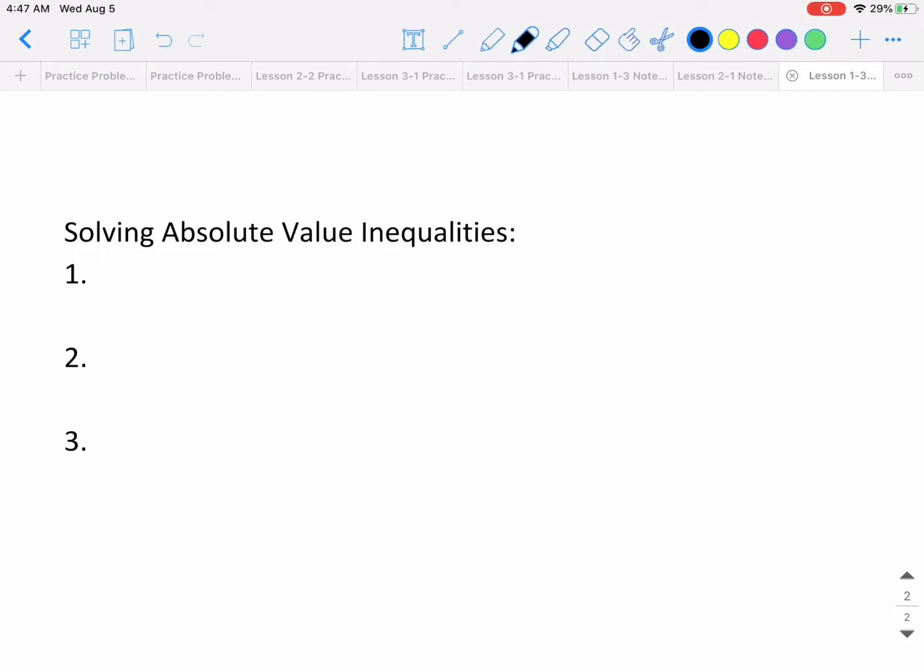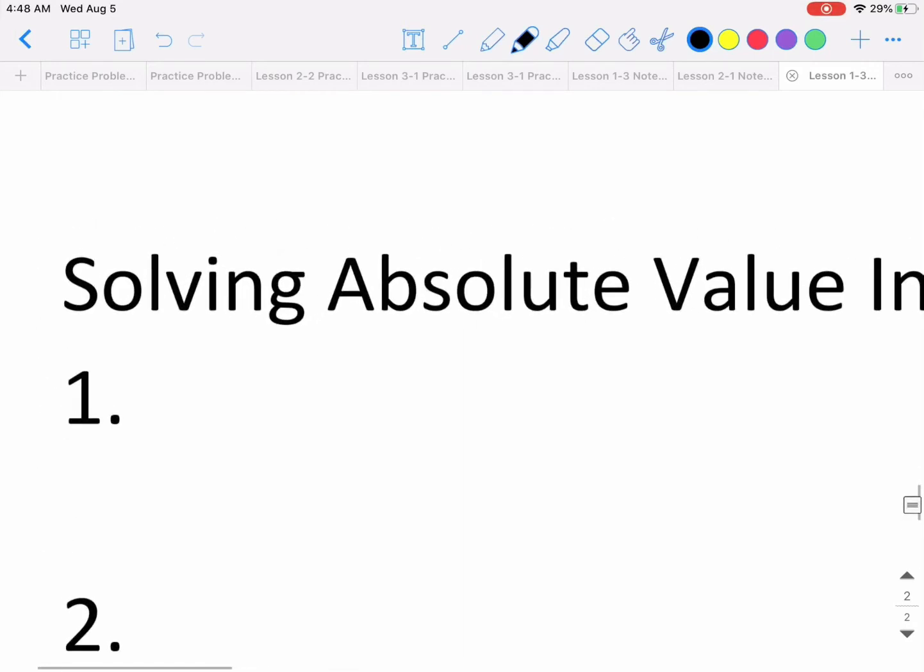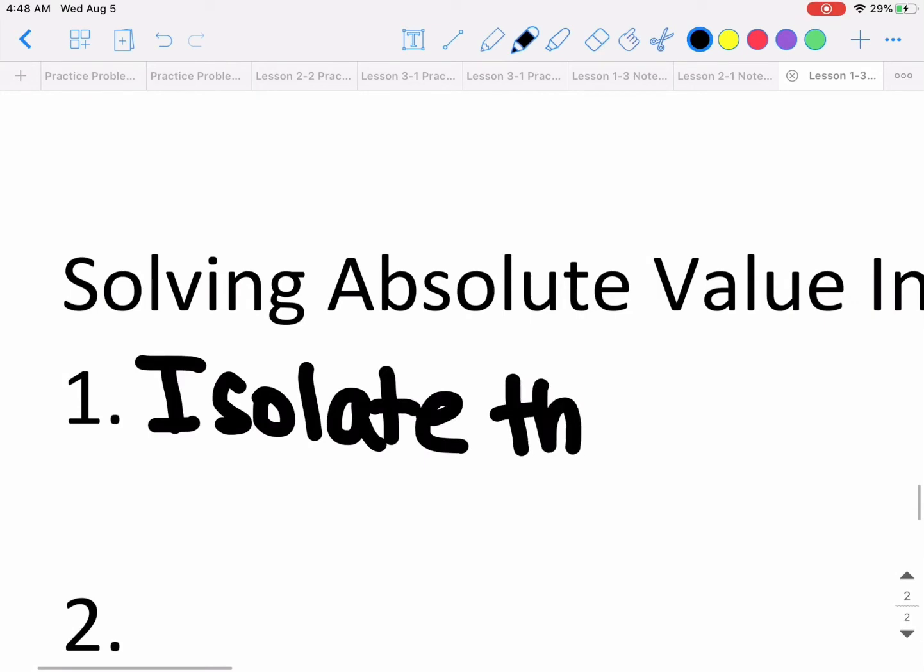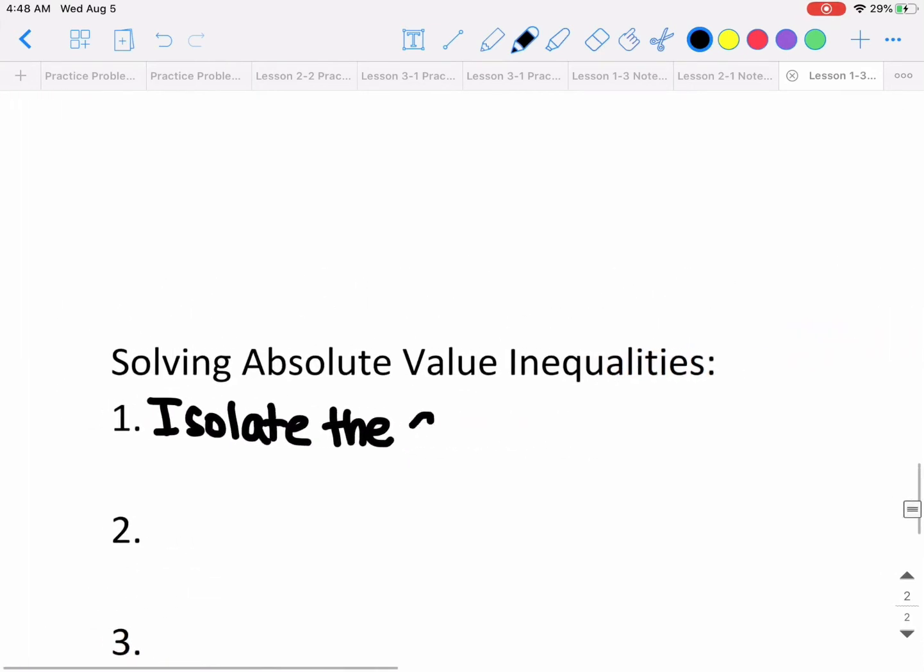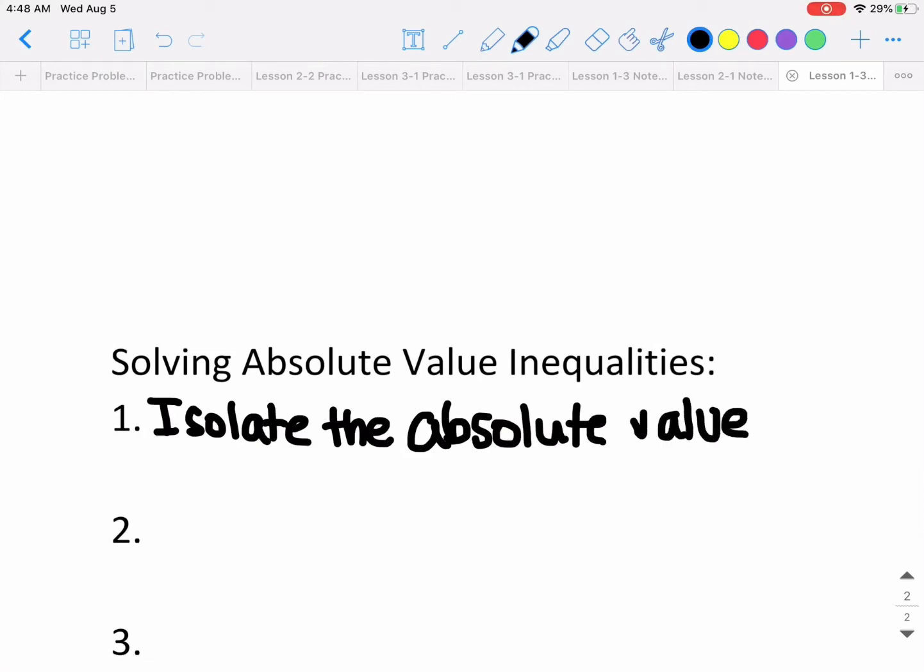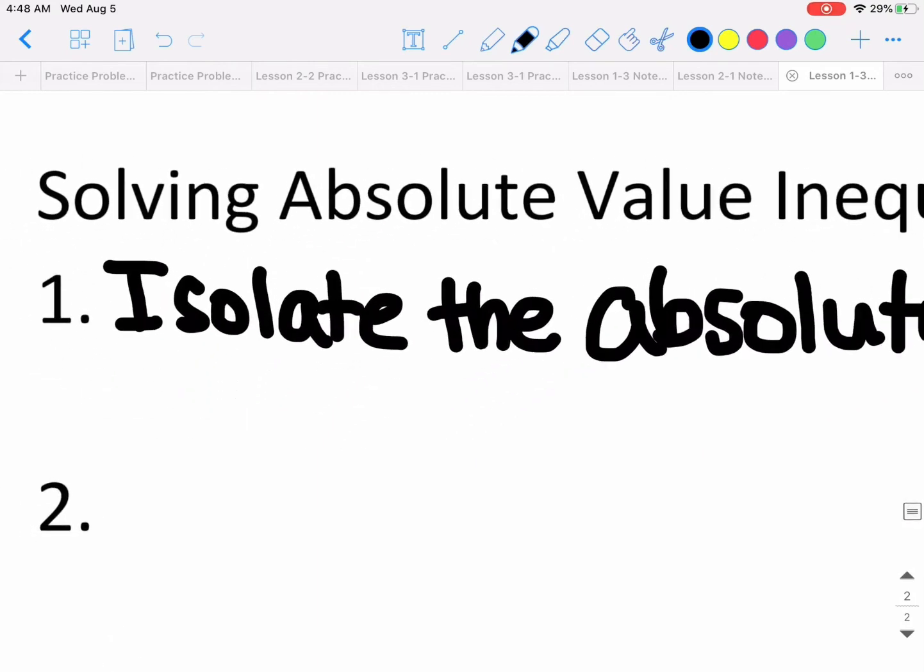All right, let's next talk about solving absolute value inequalities. The steps are basically the same as for solving absolute value equations. The first thing that you're going to do is isolate the absolute value. That's step 1. The second thing you're going to do, same thing, except just a little bit different: instead of two equations, you're going to write two inequalities.